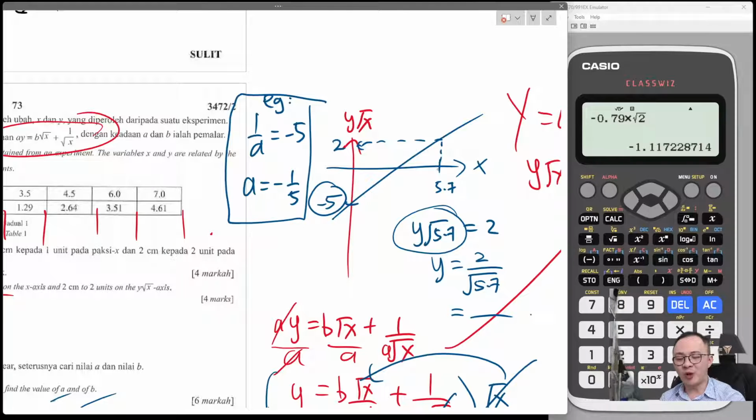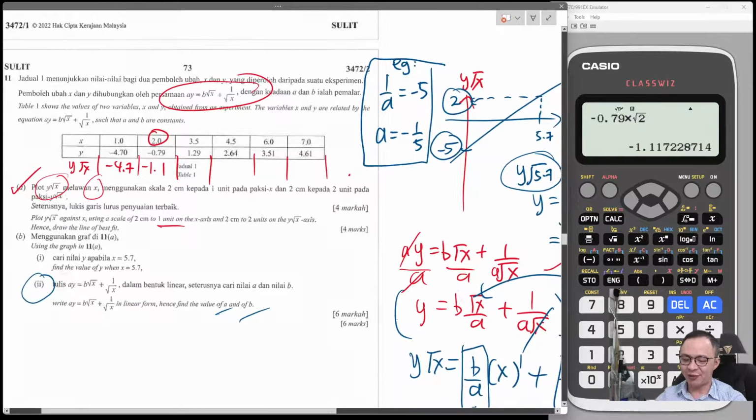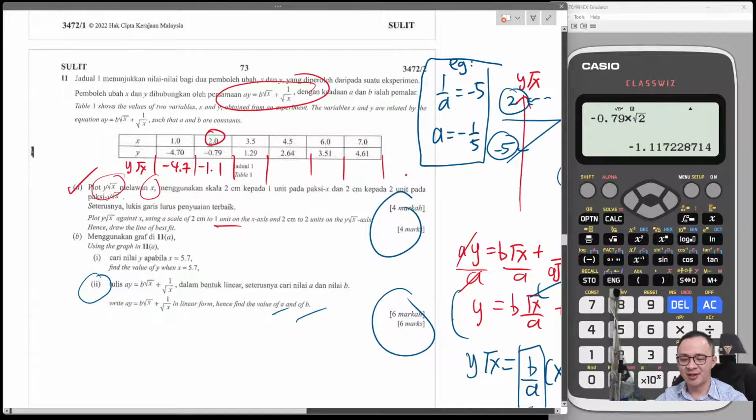So this one, whatever value you get is very dependent on your straight line. So you need to ensure you draw your straight line carefully. Cool? Yeah, then we're done. 10 marks. Linear law, I say, is always one of the easiest questions to get 10 marks in SPM.